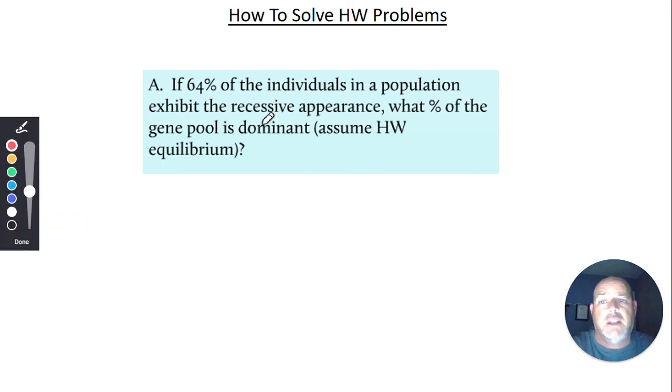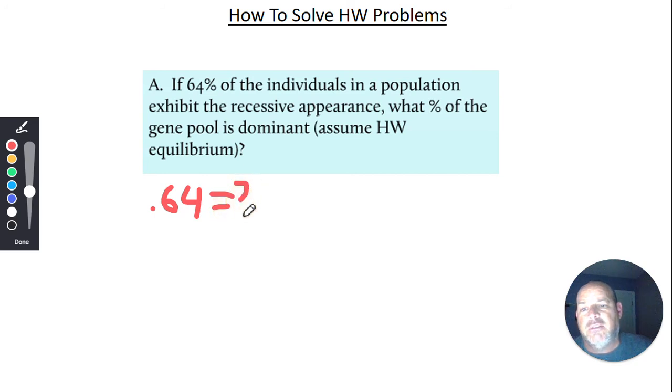All right, so let's take a look at this. So they exhibit the recessive appearance, right? 64% exhibit the recessive appearance. So that's the only number we have, is 64%. Okay. So the question is, what variable does 0.64 equal? We have to figure this out to begin with.